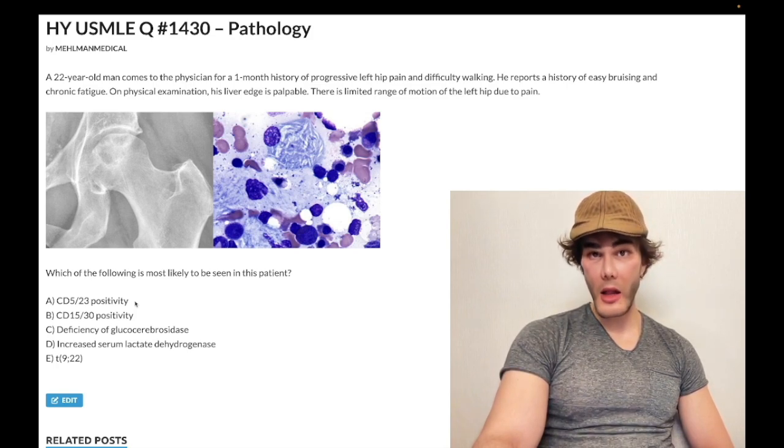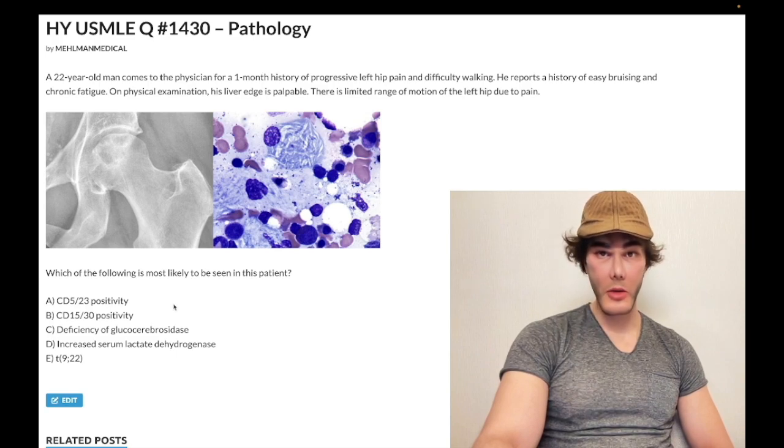So in CLL, not just smudge cells, not just CD5 23 positivity of B cells, you can also get warm autoimmune hemolytic anemia where you get IgG antibodies against RBCs with a lower hemoglobin. Wrong answer.